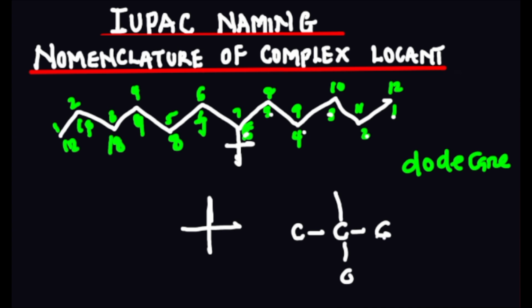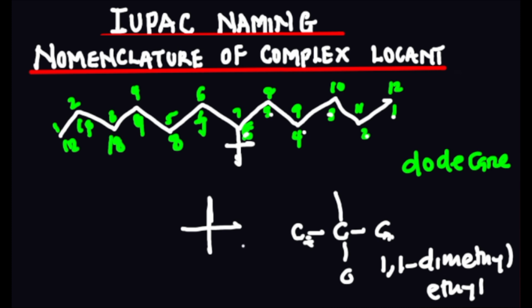So on carbon number 1, you have 2 substituents. This is the main carbon. You have 2 other substituents there. So in that case, this is going to be 1,1. We are going to have dimethyl, right? Then ethyl at the same time. Dimethyl, ethyl. So that's basically what we're going to have.